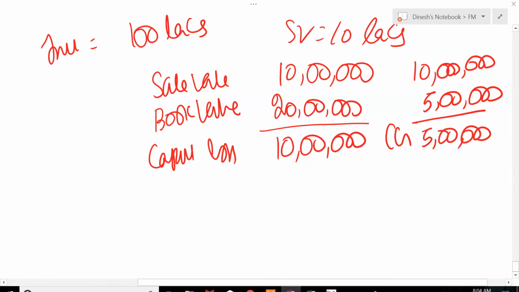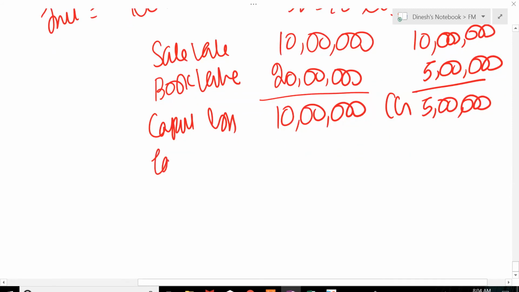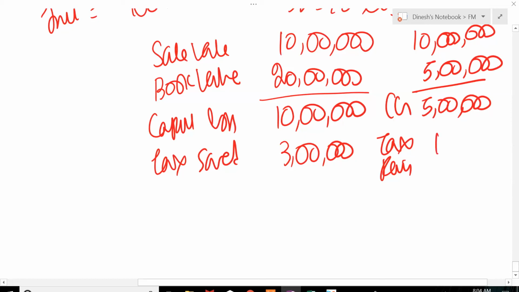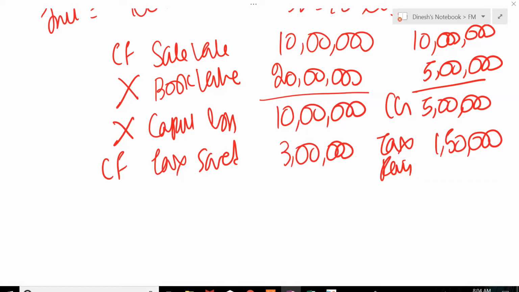Now, tax saved, let's assume 30%, is 3 lakh. Tax paid is 1,50,000. In one case I will save 3 lakhs of tax, in another case I will pay 1,50,000 of tax. Now please listen: this is not a cash flow, it's just a book entry. This is also not a cash flow. Gain or loss is only in your books of accounts. This is again a cash flow: either you save tax or pay tax. Saving tax is like a cost reduction, paying tax is like an extra outflow for you. So technically both are cash flows.